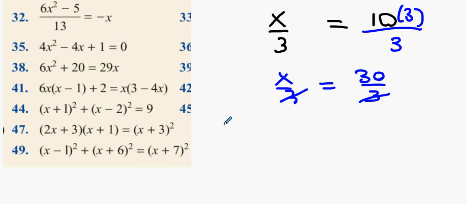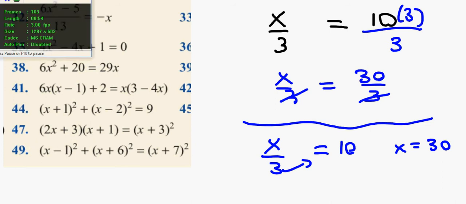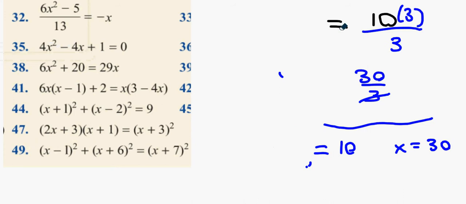A second way of doing it would be x over 3 equals 10. If the 3 is division on the left, what is it when I move it over? What's 10 multiplied by 3? 30. I'll pause it there. Can everybody see that? So, we're going to use this knowledge to do question 32.